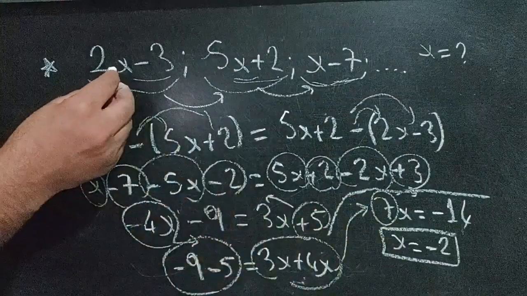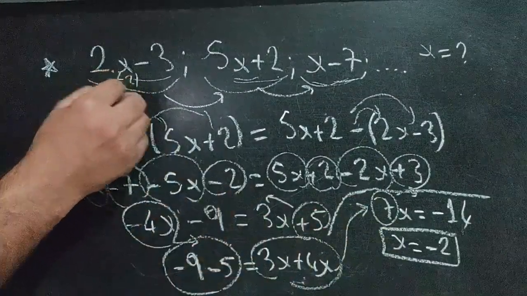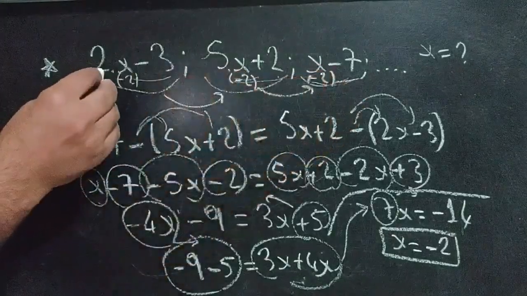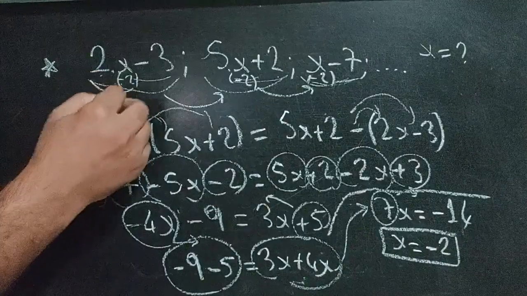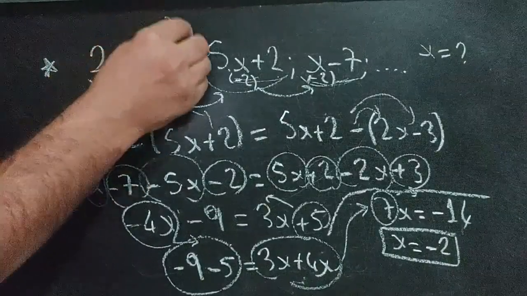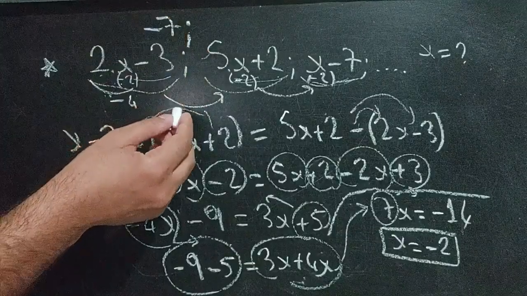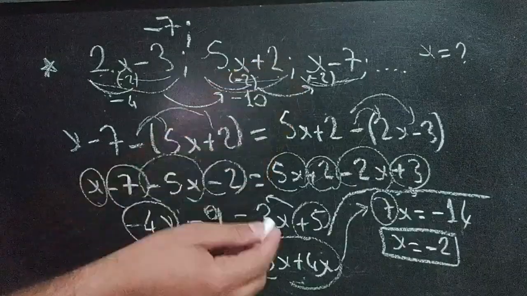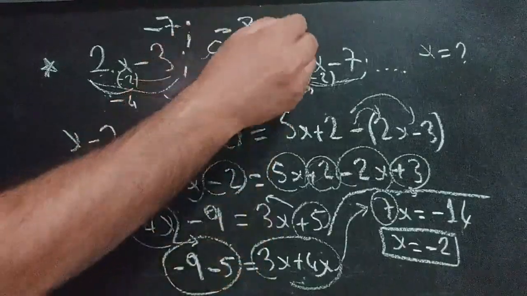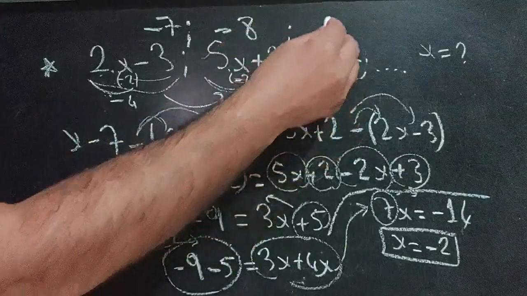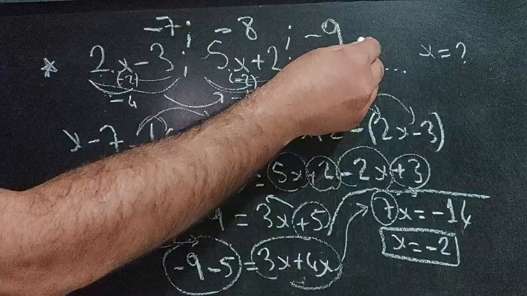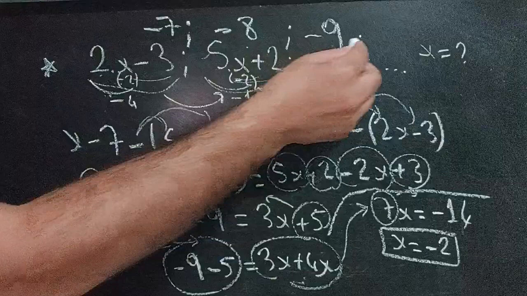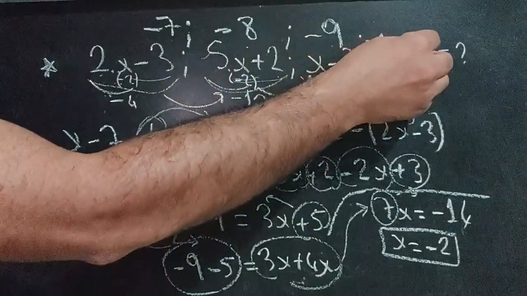So just take negative 2, put instead of x. That will be 2 times negative 2, negative 4. Negative 4 minus 3, negative 7. This is my first term. So 5 times negative 2, negative 10. Negative 10 plus 2 will be negative 8. And negative 2 minus 7 will be negative 9. If you want to find the next 3 terms, see, look there, negative 7, negative 8, negative 9, negative 10, negative 11, and it goes like this.